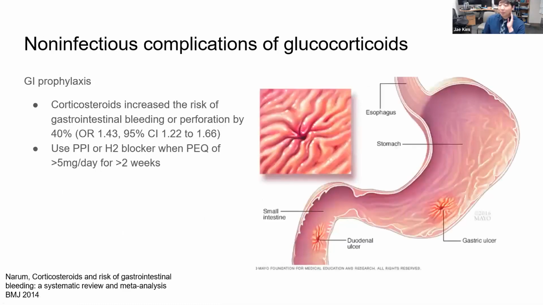Moving on to non-infectious complications. GI prophylaxis. Corticosteroids increase the risk of gastrointestinal bleeding or perforation by 40%. And use a PPI or H2 blocker when the dose is greater than 5 milligrams per day for greater than 2 weeks.